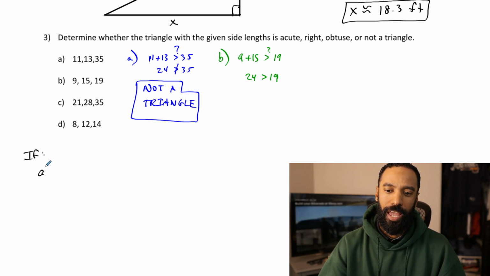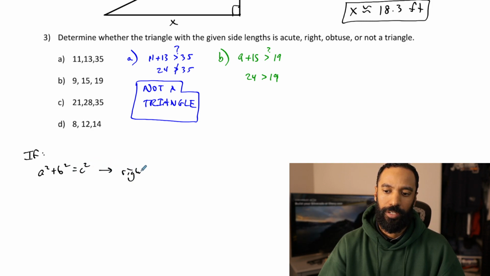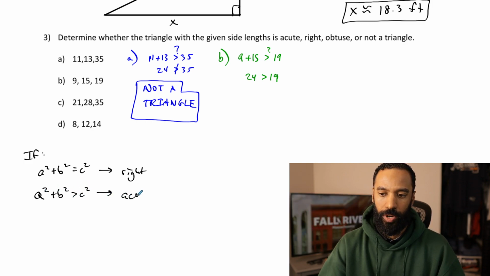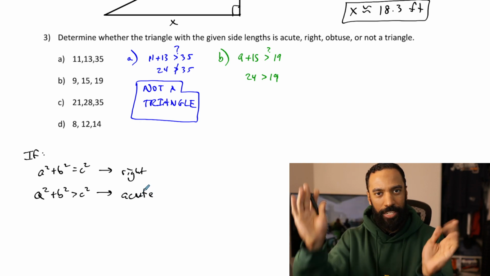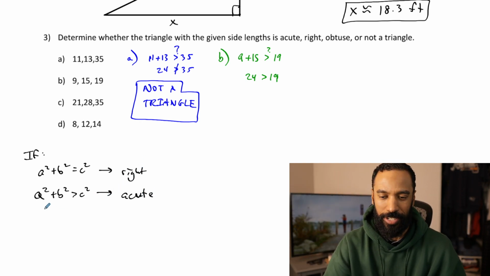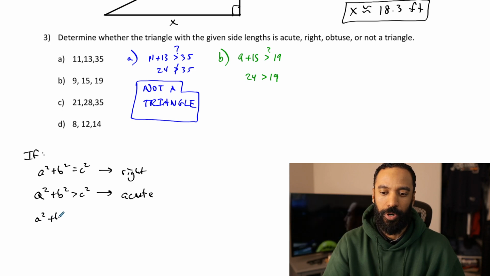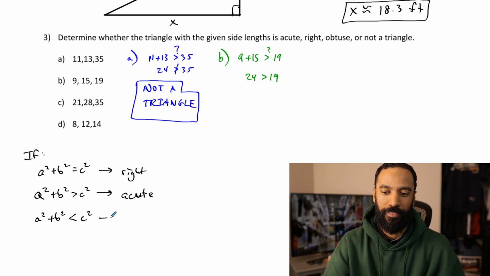If a squared plus b squared equals c squared, we have a right triangle. But if a squared plus b squared is greater than c squared, we have an acute triangle. It's that A and B are long enough that they dominate C's length so that they're not a right angle, they have to bend in. But if a squared plus b squared is less than c squared, we have an obtuse triangle.